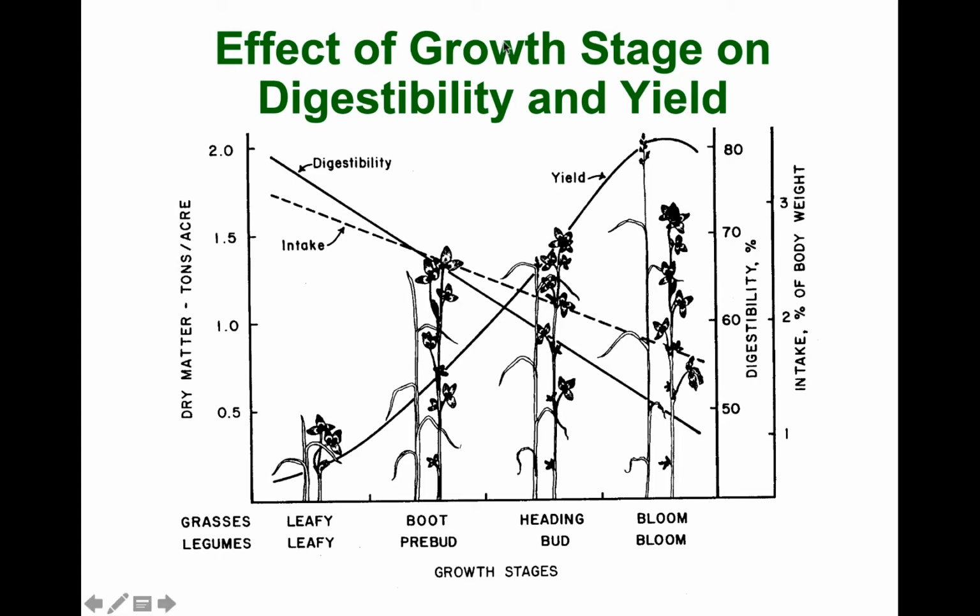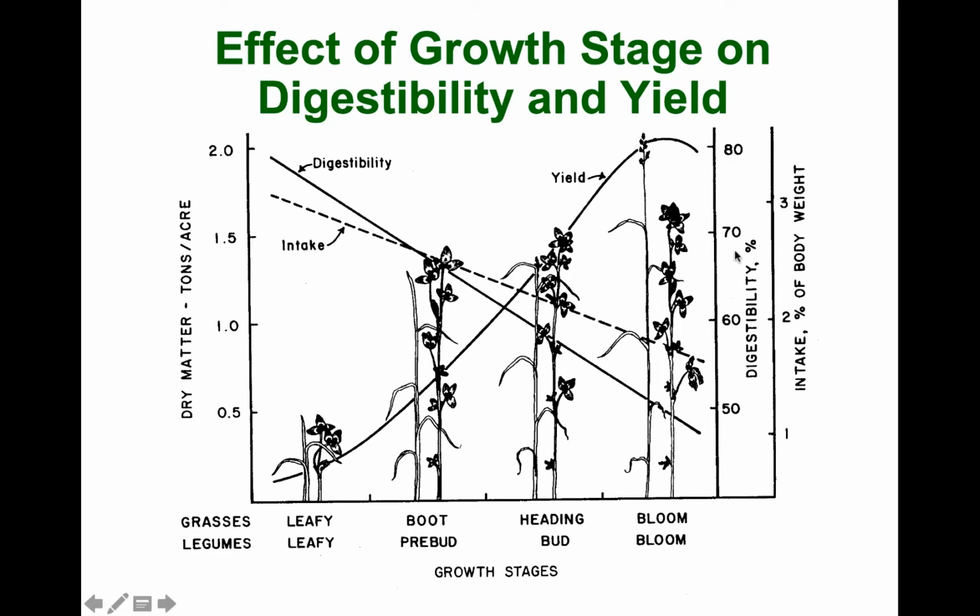Digestibility decreases, if we look at the digestibility line, it decreases as that plant matures. Dry matter intake also decreases. So the hay is lower in quality and the animals can eat less of it. So it's harder for them to get their nutrient requirements out of that hay.